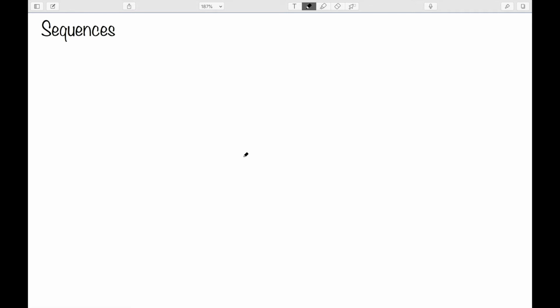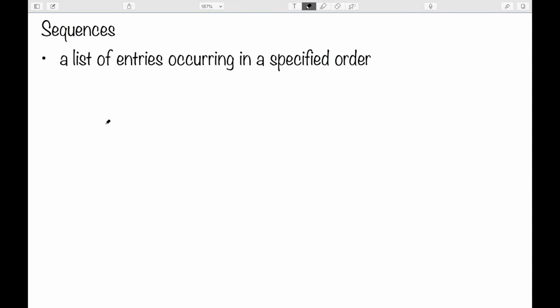In this video, I want to talk about sequences and different types of sequences we can consider. So let's start with the definition of a sequence. A sequence is a list of entries occurring in a specified order. And these entries can consist of numbers, shapes, movements, colors, objects, lots of different things. And there are two kinds of sequences that I want to consider.